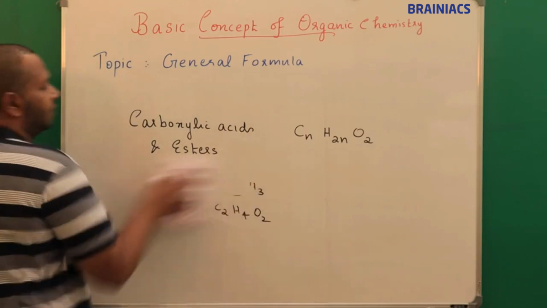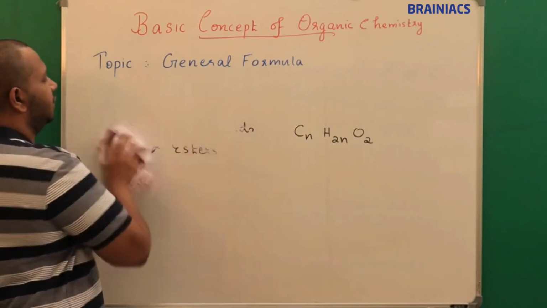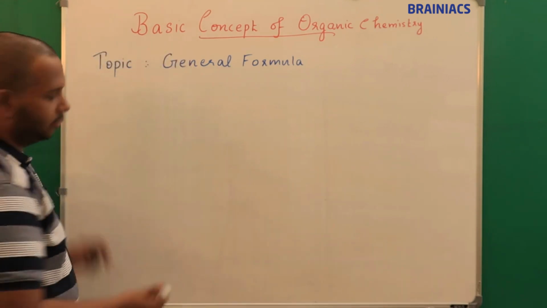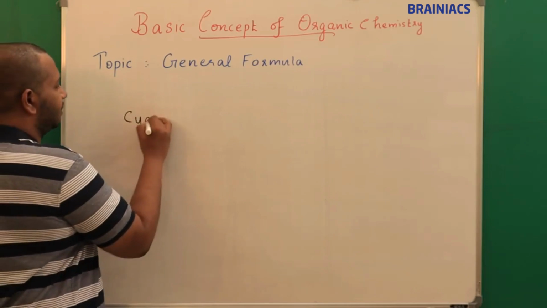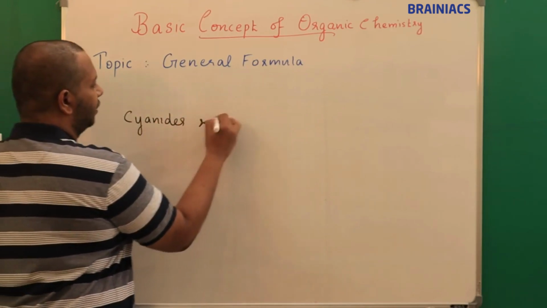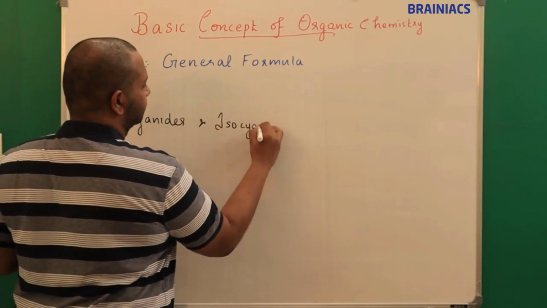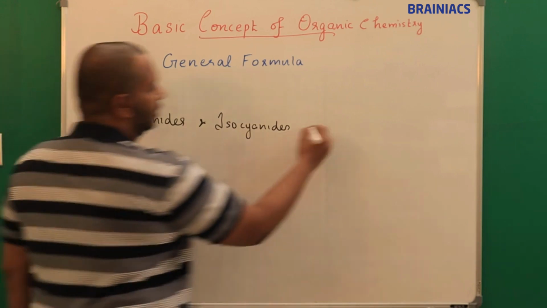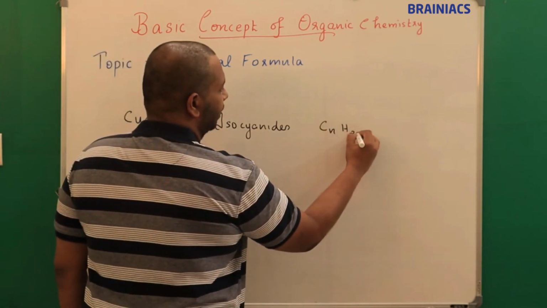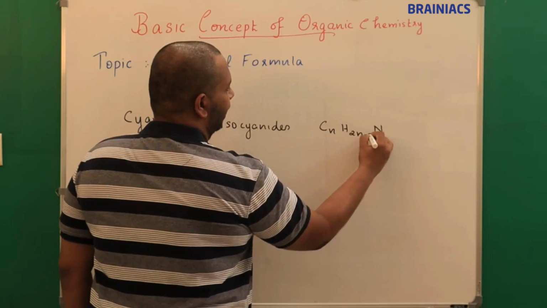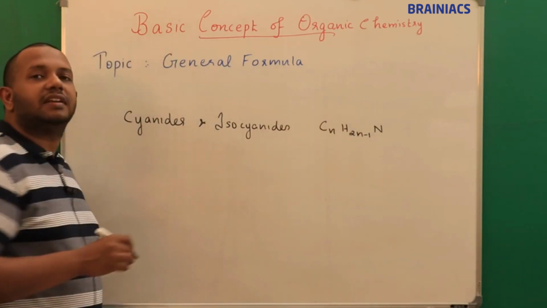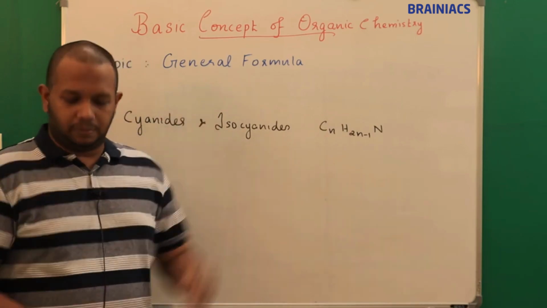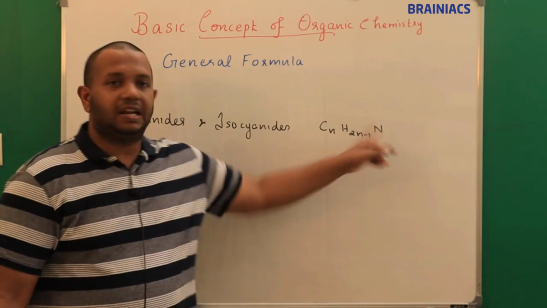Okay. So next we will see some of the unimportant functional groups that are not there in your syllabus, but we will try to put them also. First one is cyanides and isocyanides. For cyanides and isocyanides, the formula is CnH2n-1N, and we know that in cyanide, nitrogen is present in the functional group. So the general formula is CnH2n-1N.